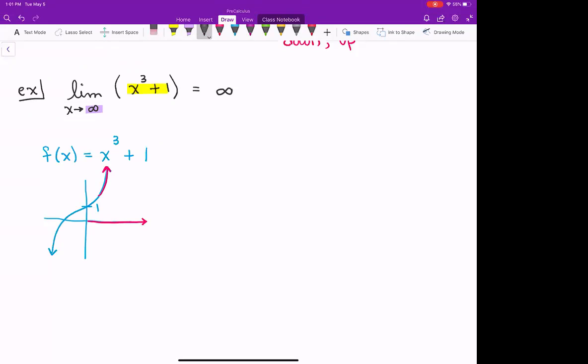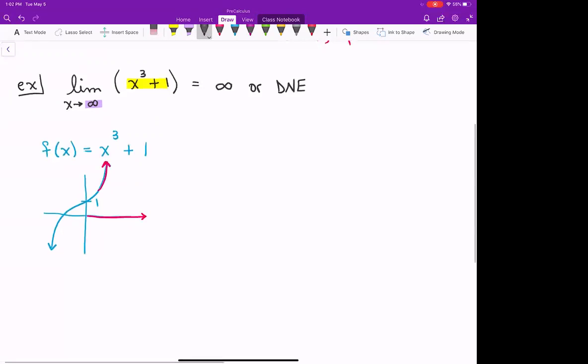Now, when we've talked about limits in this unit, hopefully you have picked up that when limits don't go to a specific value, the limit doesn't exist. So anytime you say that my limit is heading to an infinite number, you can always say that the limit does not exist because we are not heading to a specific number.